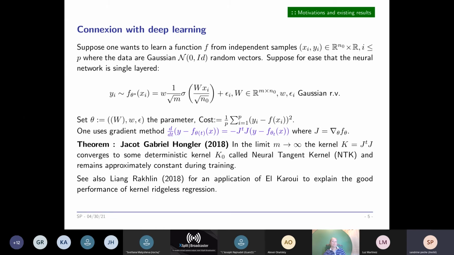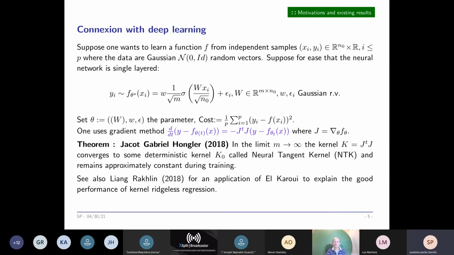So suppose one wants to learn a function f from independent samples, xi, yi. Here yi is a real number. And when I consider random vectors or random variables, here everything is Gaussian. I will suppose for ease here that the neural network has only one layer, but the result I will state below by Jacot, Gabriel and Hongler has been proved in the multiple layer case.